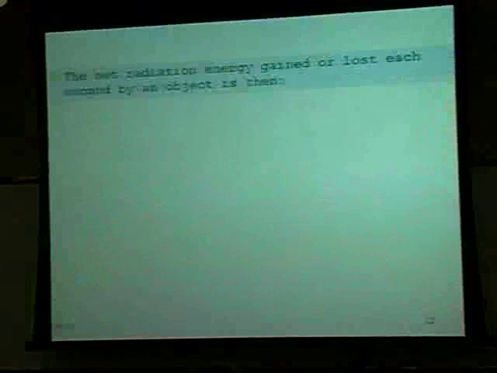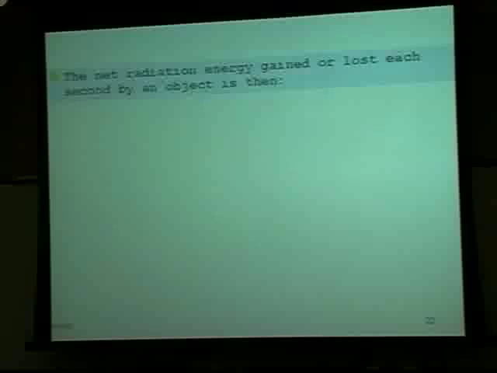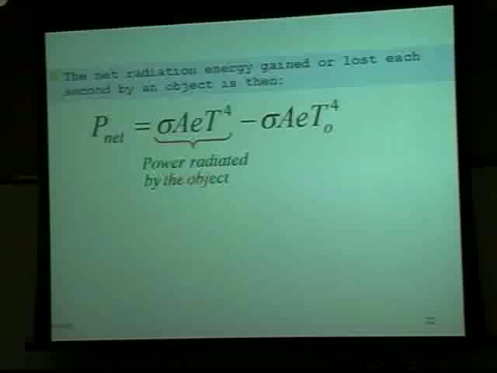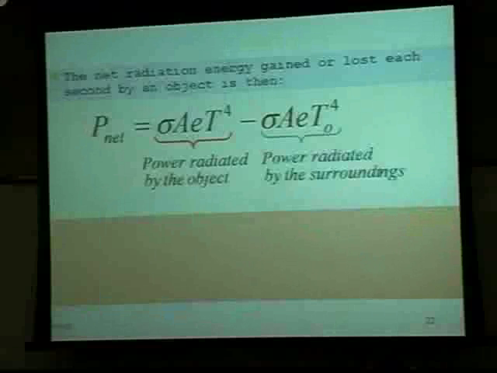The net radiation energy gained or lost each second by an object depends on how much is radiated by the object minus how much is taken in by the object. So your net power is how much is radiated by the object, sigma A E at the temperature of the object to the fourth power, minus sigma A E at the temperature of the surroundings to the fourth power. Because it's whatever you're putting out minus whatever happens to be coming in, if there's a temperature difference between the two locations. Power radiated by the object minus power radiated by the surroundings.